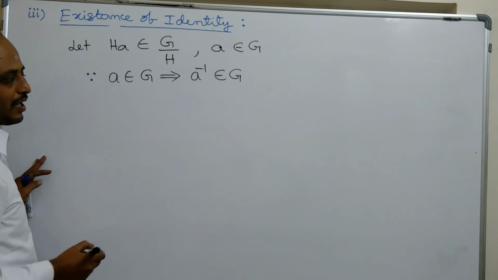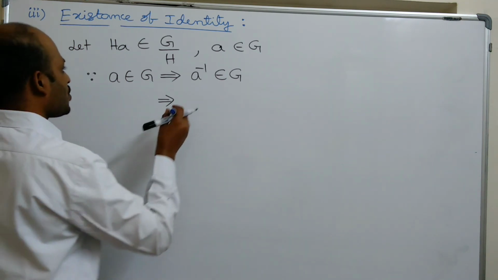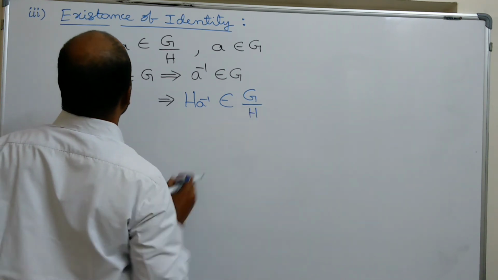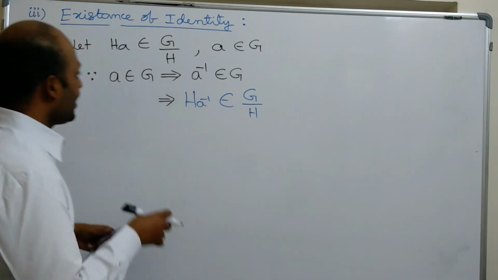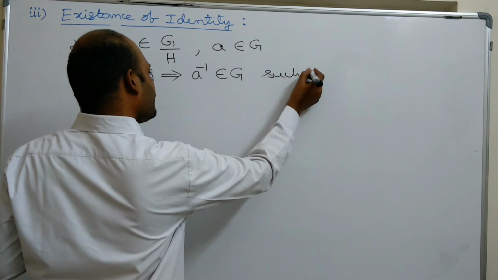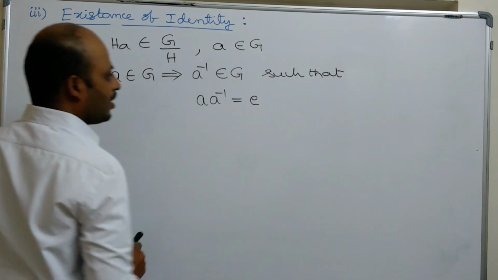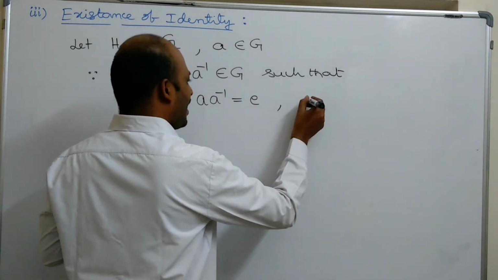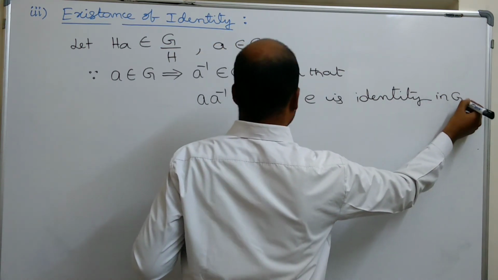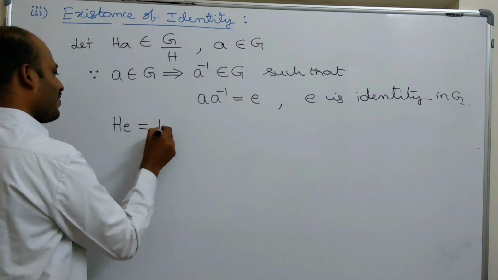A inverse also belongs to capital G by the inverse axiom in G, such that a into a inverse is equal to e, where e is the identity in capital G. By using this term, He is equal to H.